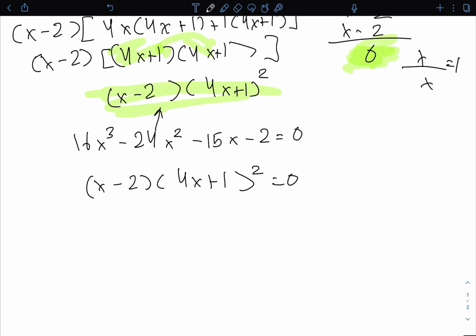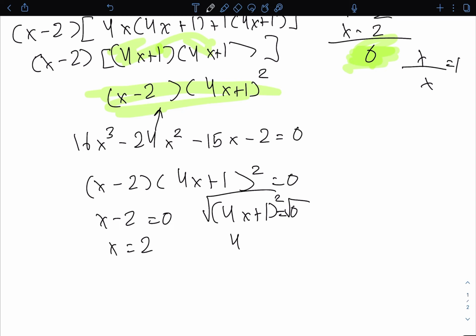And then we equate each one to 0. So x minus 2 equals 0, so x is equal to 2. That's one answer of x. And 4x plus 1 squared is equal to 0, so we take the square root of both sides. The square root of 0 is 0, so 4x plus 1 equals 0. 4x is equal to negative 1. x is equal to negative 1 by 4. That's a very ugly x, so I'm just going to redraw it. Right. So those are our two answers.